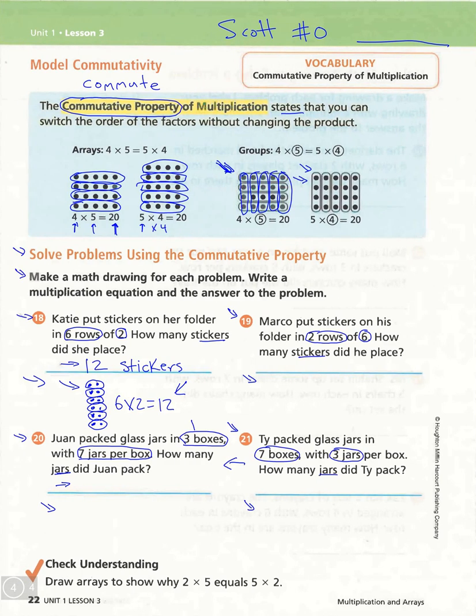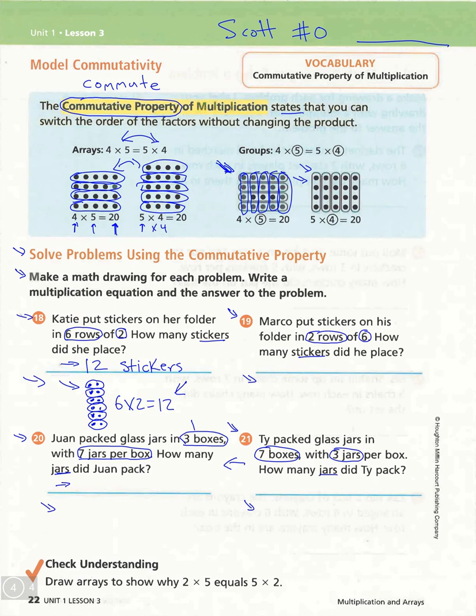So we already did number 18, and this is that commutative property, right? It can change. These are the same, right? 4 times 5 and 5 times 4. Those are the same. You can flip-flop the factors because, remember, commutative just means to move, right? So we're just moving around. We're not adding any amount or taking any away. We're just putting them in different kinds of groups.